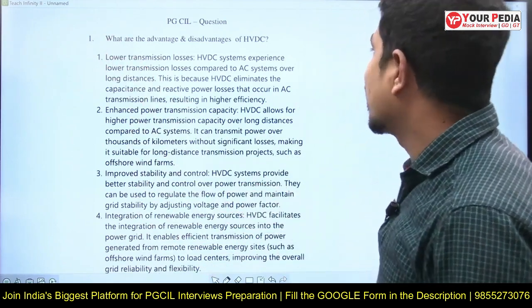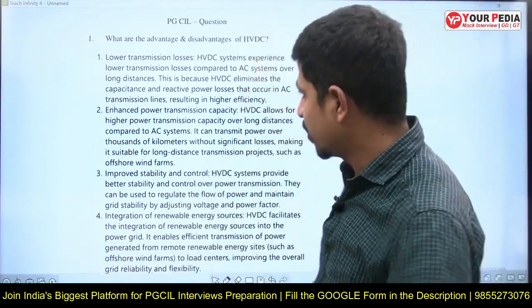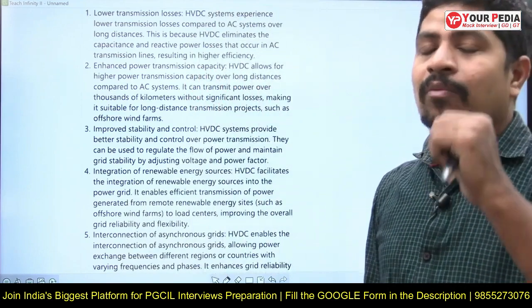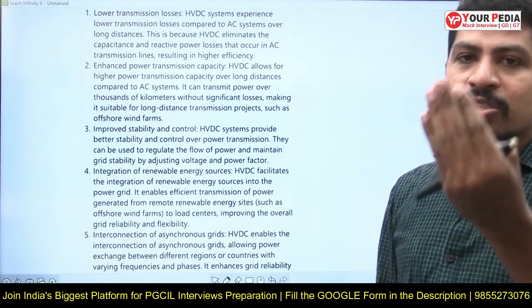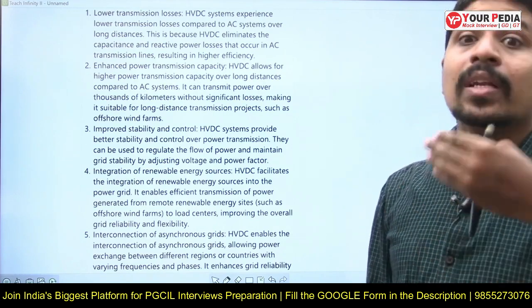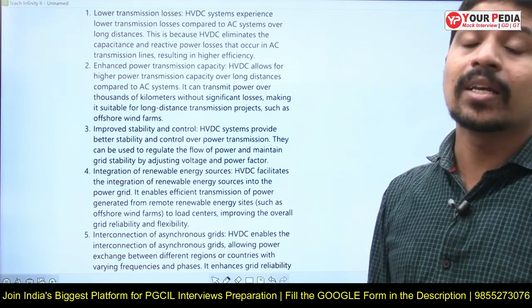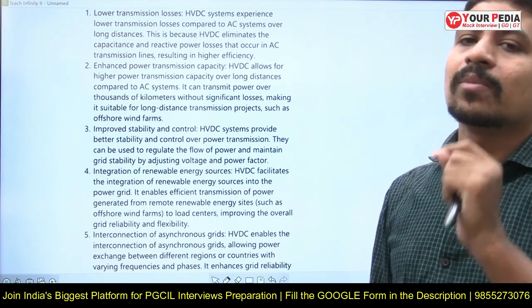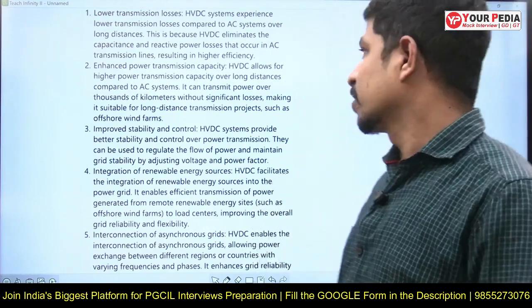The very first advantage is lower transmission losses. Transmission losses are less in HVDC. You know the reason why. Next, enhanced power transmission capacity. The second one is very important. For HVAC transmission, we have some limitation on length of transmission. The length of transmission should not be more than 500 kilometers. We even derive that length as less than 400 or 500 kilometers by taking power system stability into account. But when it comes to HVDC, that concept of loading angle delta and power system stability is not there. That's why to whatever length you want to transmit power, with HVDC we can transmit.